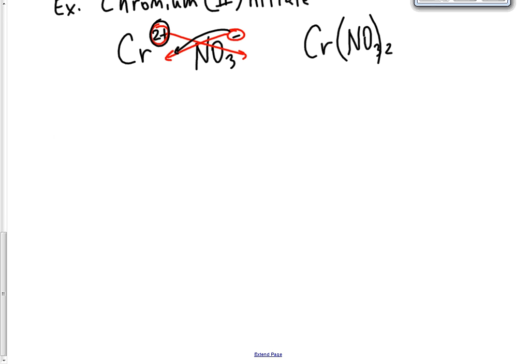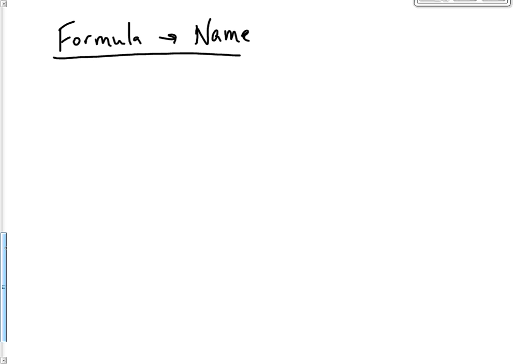So let's go from formula to name now. Formula to name. Right quick. The example we're going to use is PbCl4. All right, now, the way you do this is basically we're going to reverse the crossing mechanism. So we're going to take the subscripts right there and uncross it and make the charge for the metal.